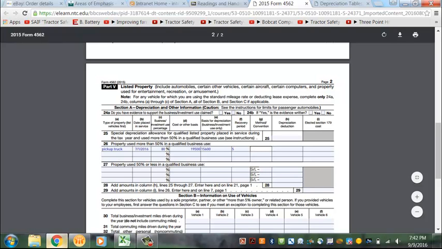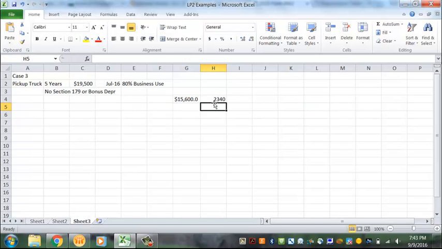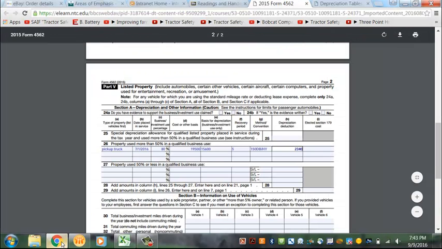Our method and convention are lumped into one, so we can put 150 DB and HY, half-year, so that all gets put together. And our depreciation deduction for this property is $2,340. So we put $2,340 there. And this says elected Section 179 costs. We are not taking any Section 179 on this, so this is done.